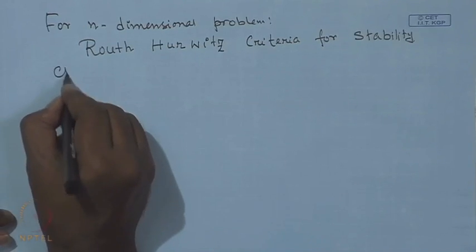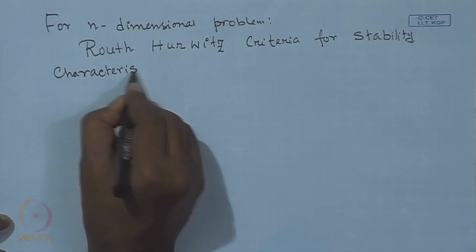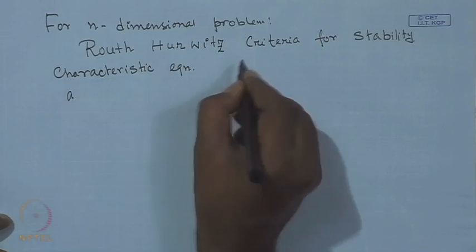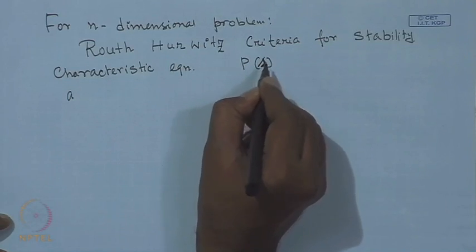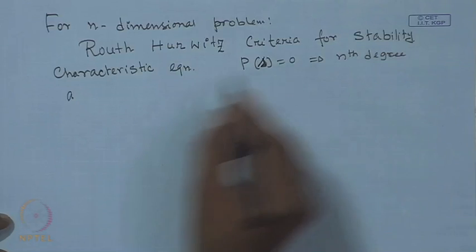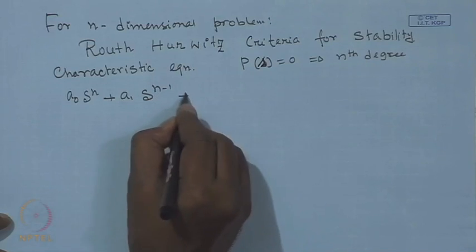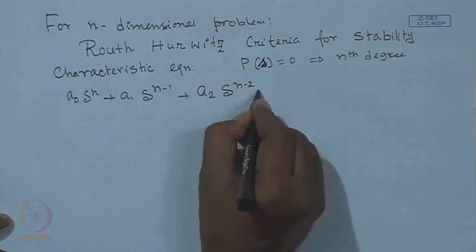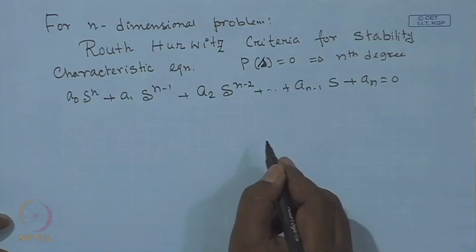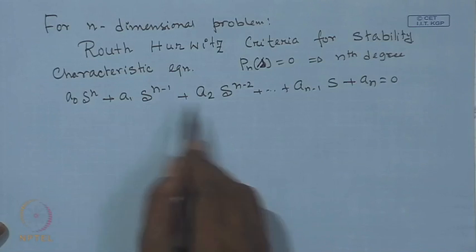The characteristic equation in this particular case for an n-dimensional matrix becomes a polynomial, maybe s is the root, an nth degree polynomial. So, this becomes a0 s to the power n plus a1 s to the power n minus 1 plus a2 s to the power n minus 2 up to a(n-1) s plus an is equal to 0. This is the nth degree polynomial, which becomes the characteristic equation of this particular problem.